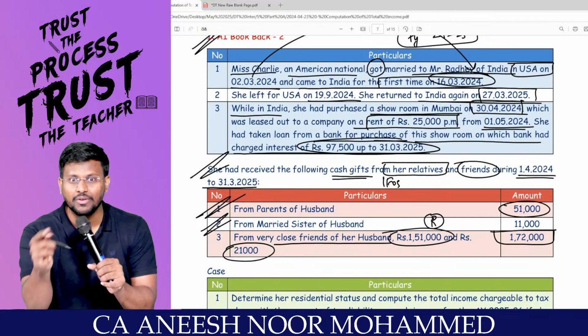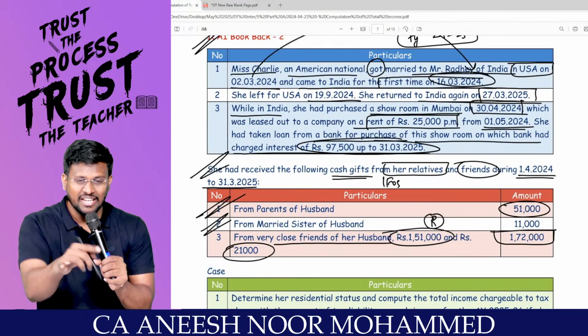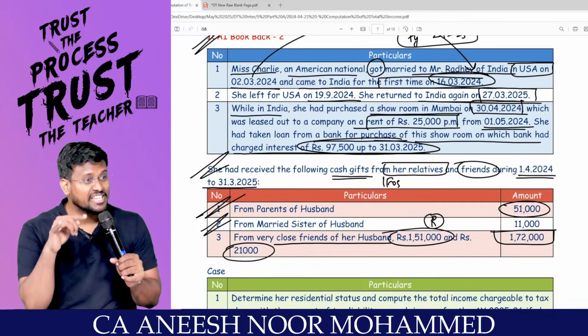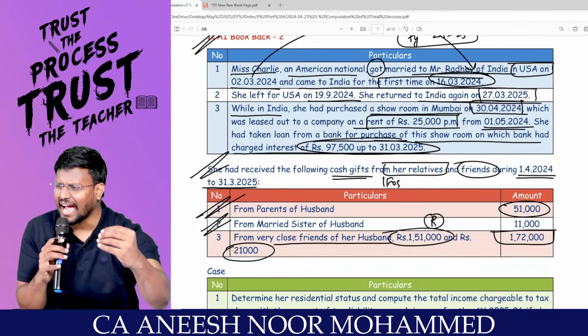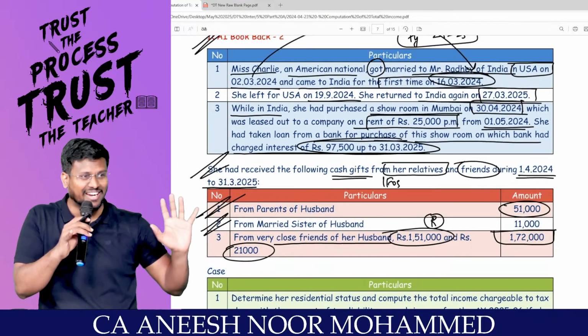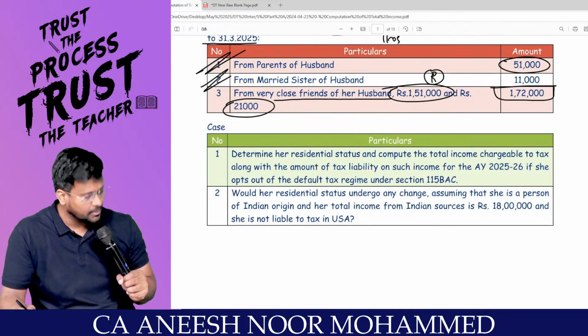This exceeds 50,000. As per section 56, subsection 2, clause 10, this is applicable to all assessees. If an assessee receives cash in aggregate of rupees 50,000, then the entire amount is taxable. Done. 1,72,000 will be taxable under the head Income from Other Sources.